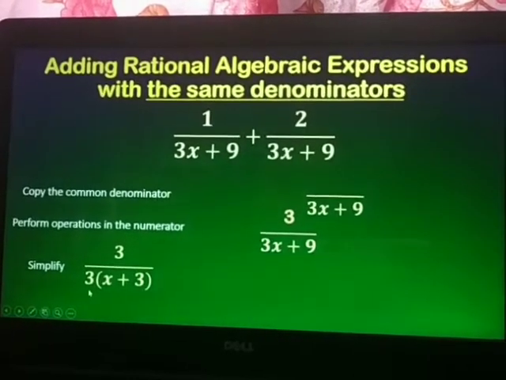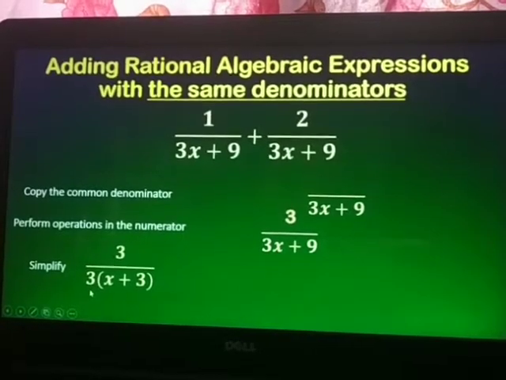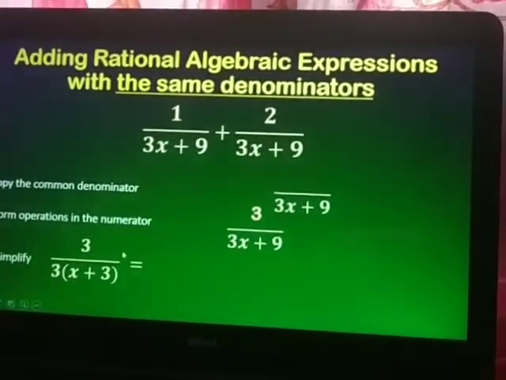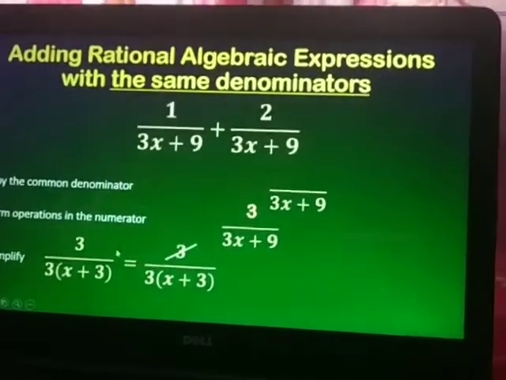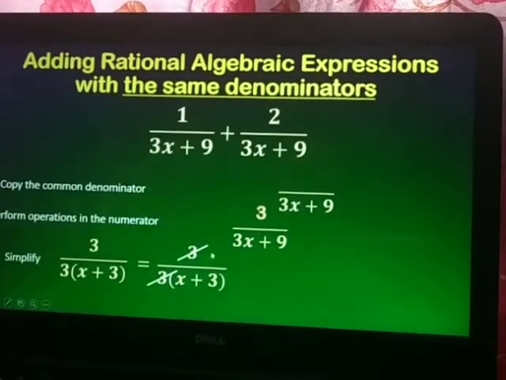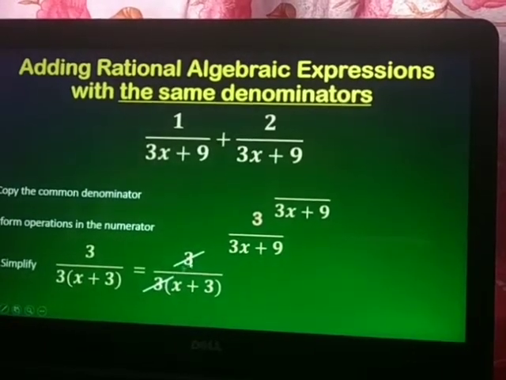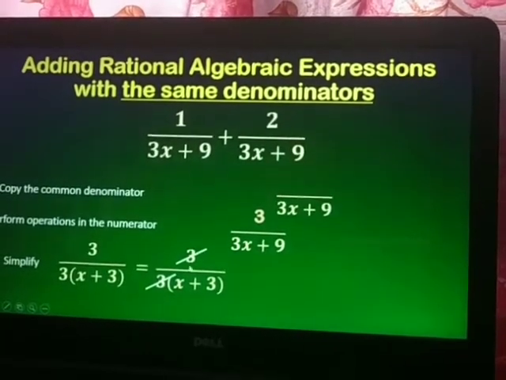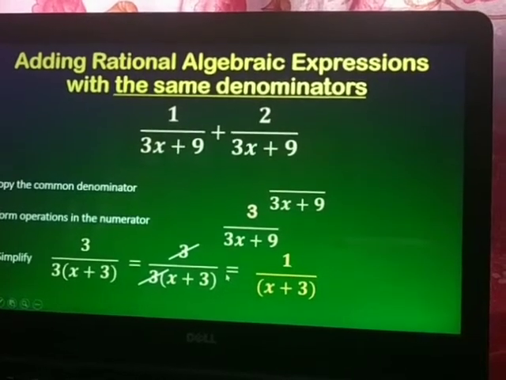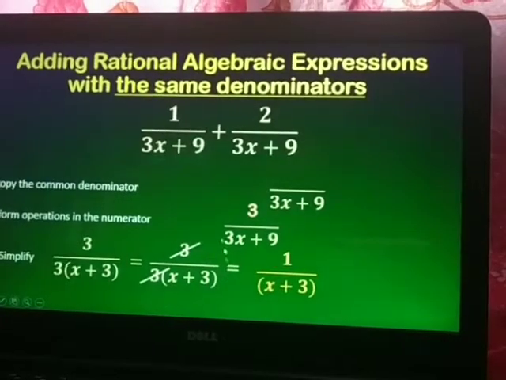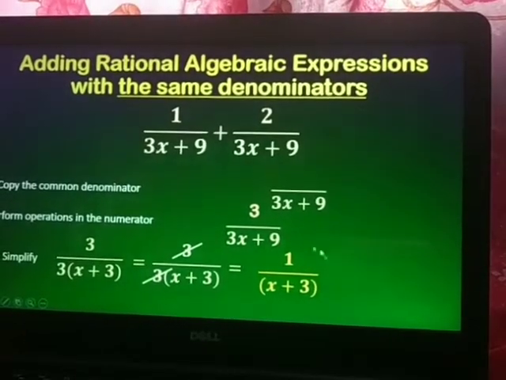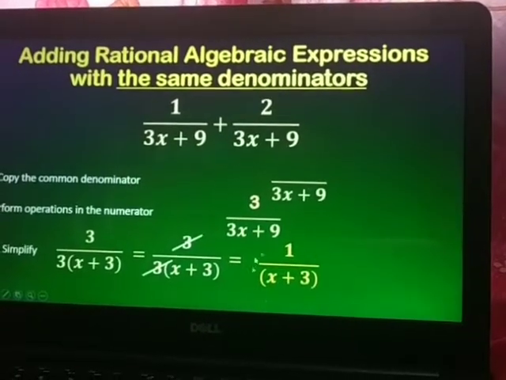Now, notice a common factor that we can divide. We are to divide 3 and 3 because they are common factors. So, the result will be 1. Our final answer is 1 over x plus 3. So, 1 over 3x plus 9 plus 2 over 3x plus 9 will result to 1 over x plus 3. It is already in its simplified form.